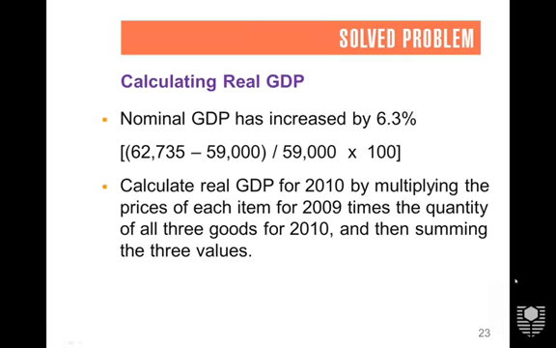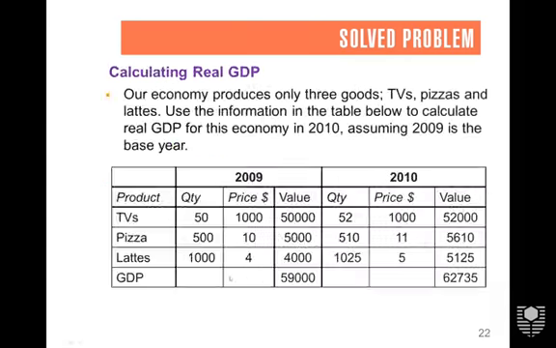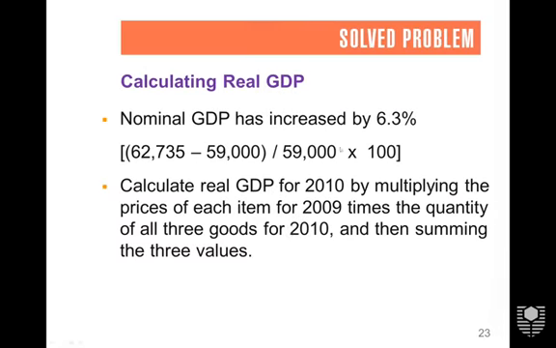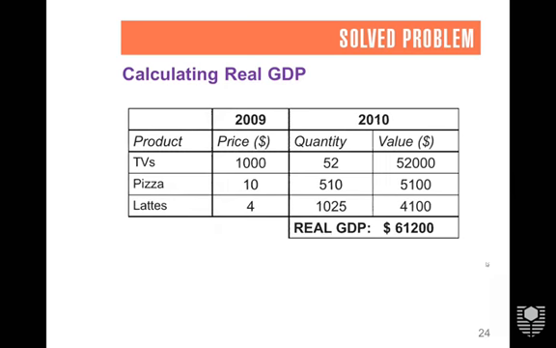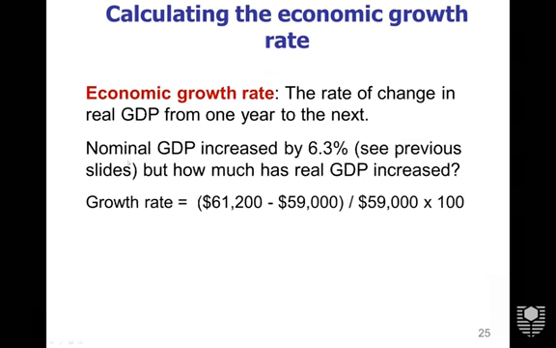and then add them up. So if you look at the nominal GDP, the growth rate in nominal GDP is basically this minus this divided by this into 100. So GDP has basically increased by 6.3%, and let's see what's going on with the real GDP. So we multiply the quantities of 2010 with the base year prices and we get 61,200. So that means though the nominal GDP has increased by 6.3%, which is also known as the growth rate of the economy, the real GDP has only grown by 3.7%.